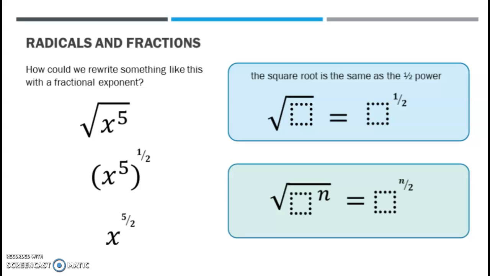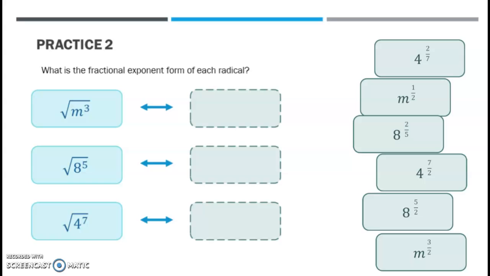So the rule, if you kind of want to see it formally written, is whenever you have something to the nth power that has the square root of that, you end up getting that same base value to the n over 2 power specifically. So let's do some examples with that. Here we have, what is the fractional exponent form of each radical, also known as the rational exponent form? So we want to rewrite the square root of m to the third power.